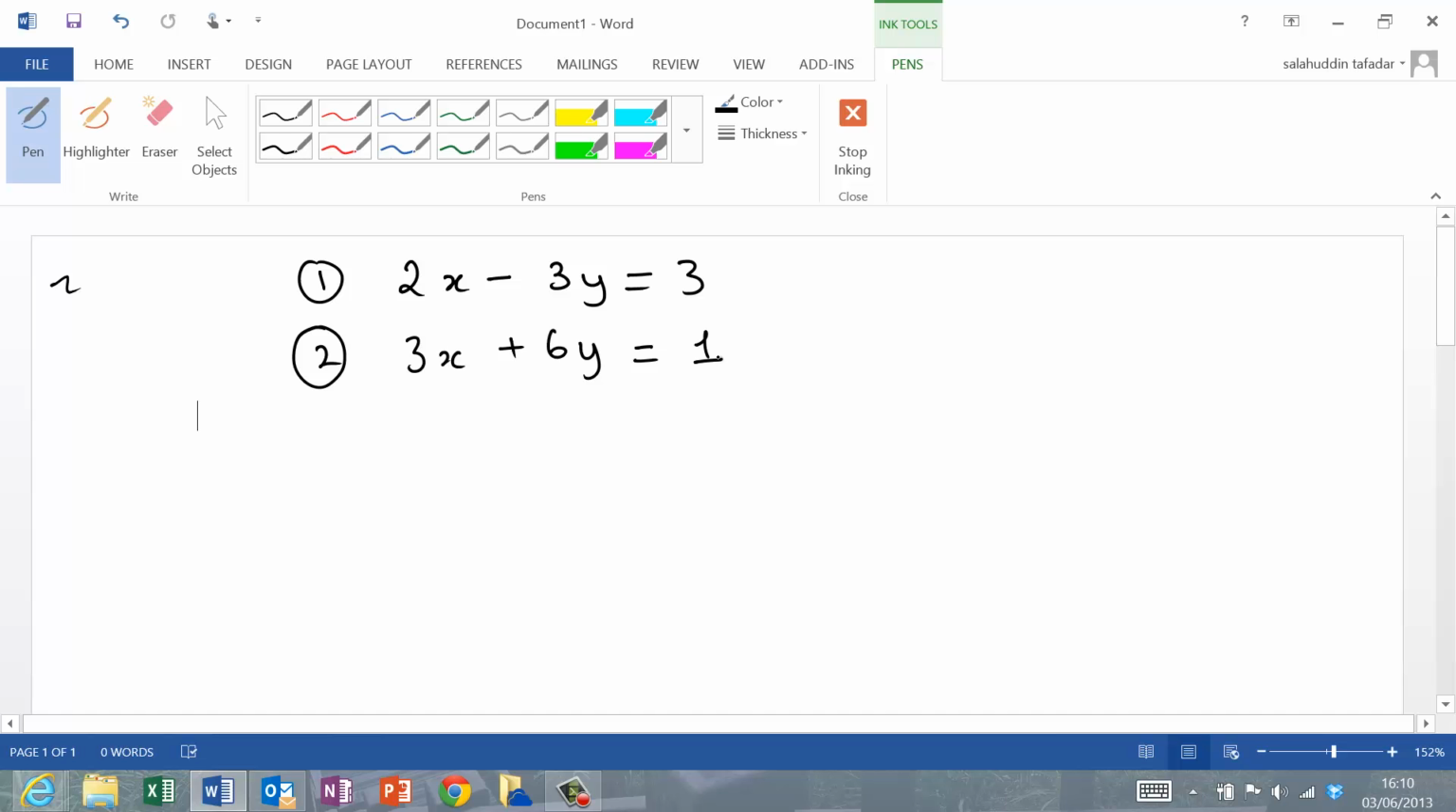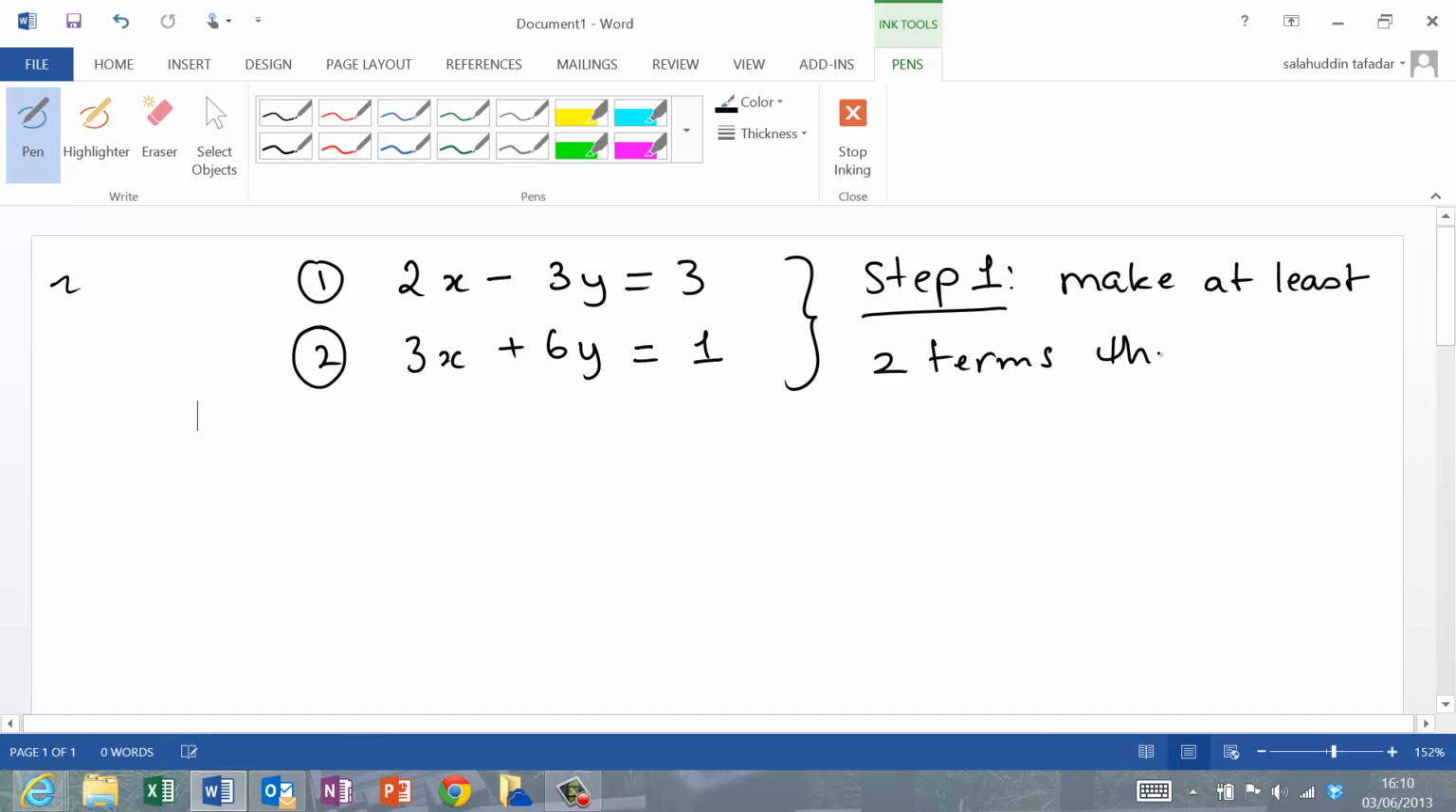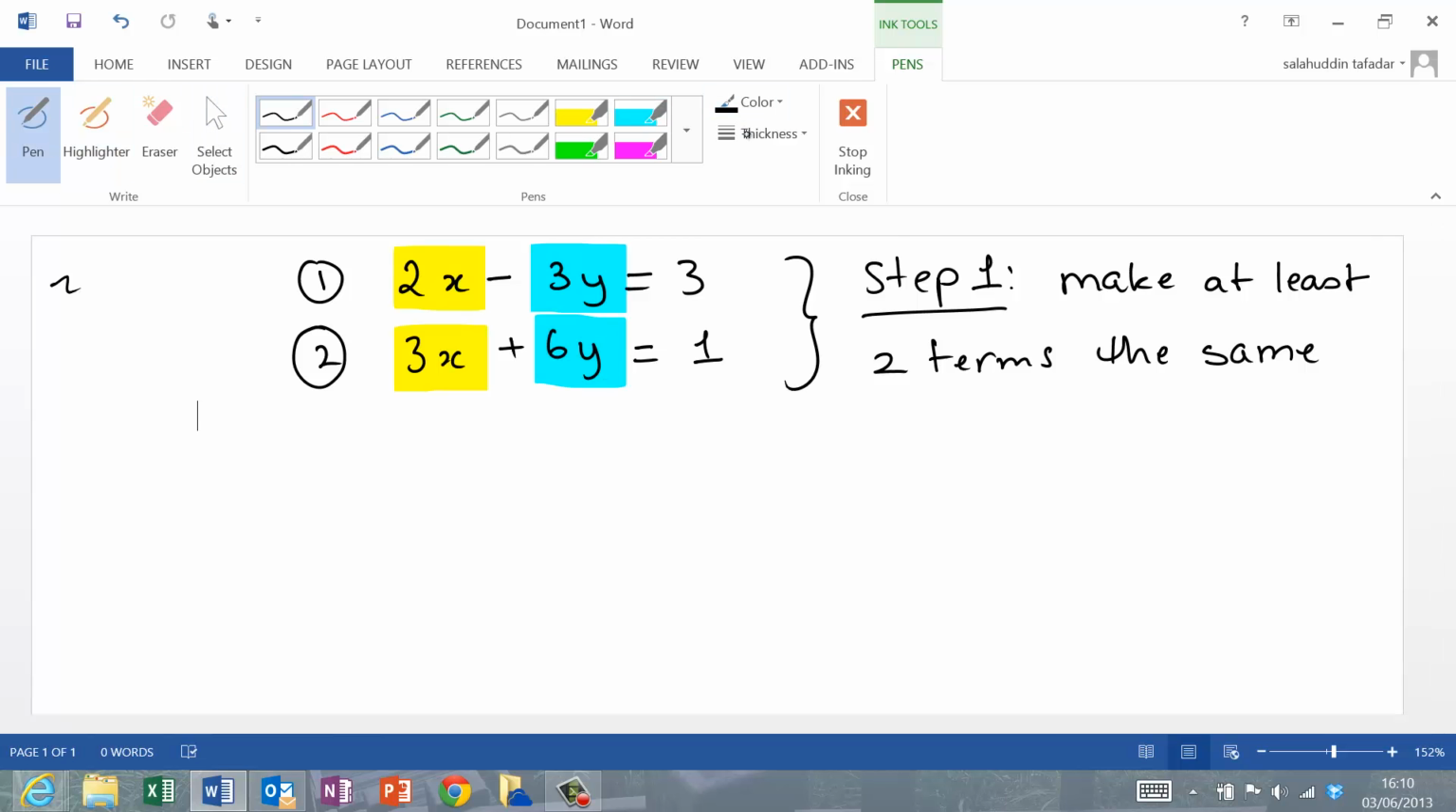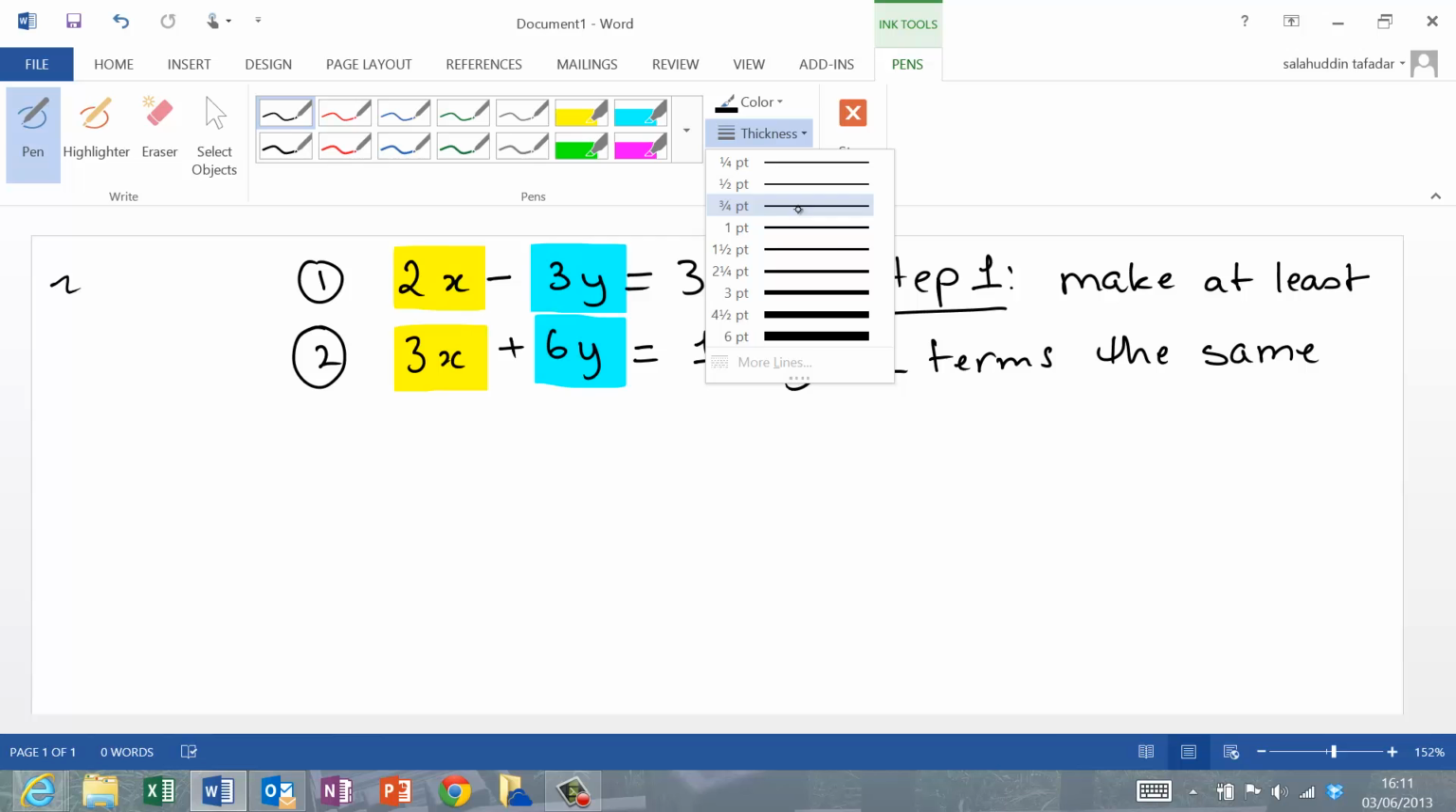Okay, step number 1. You need to make at least 2 terms the same. So what I mean by the 2 terms, easy. This is the 2x and the 3x. These two are terms. The 3y here and the 6y, they are terms as well. And what I want to do is make at least 2 of them the same.